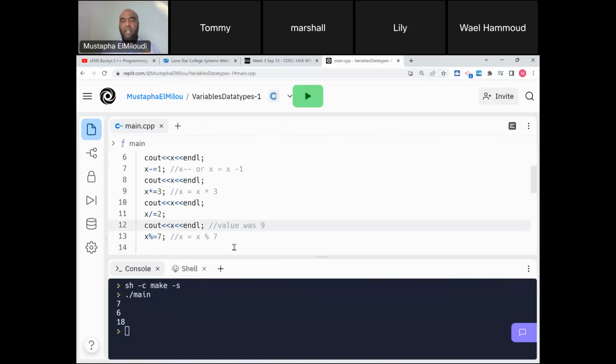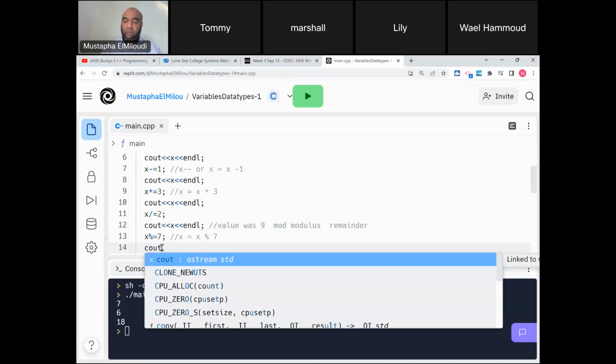It's called mod or modulus. That's basically the same as the remainder. It's just the technical term they use. So when I say 9 mod 7, that means when I divide 9 by 7, what is the leftover? So when I divide 9 by 7, I get only 1. 7 times 1 is 7, and I have 2 left over. So the value of x now will be 2.